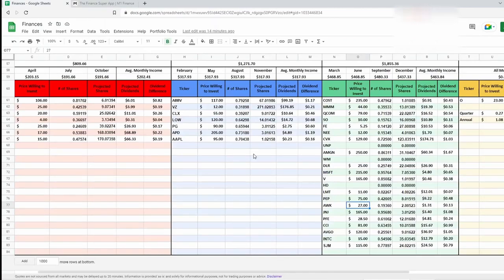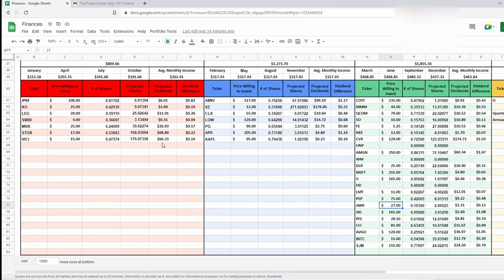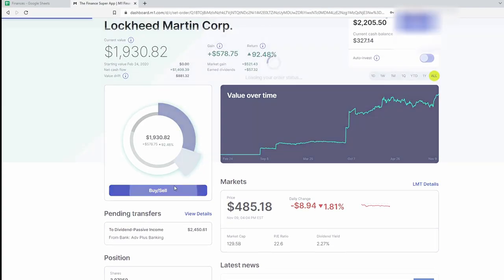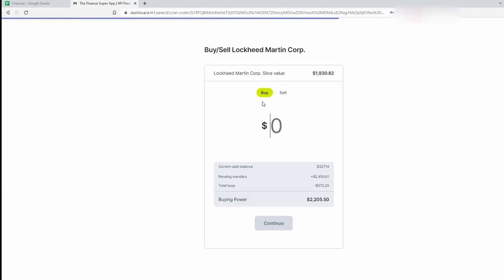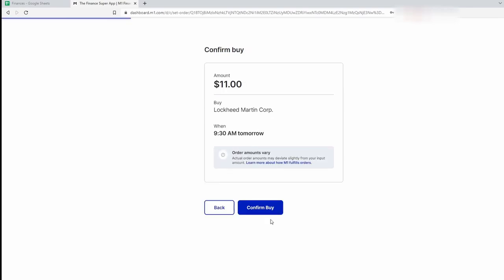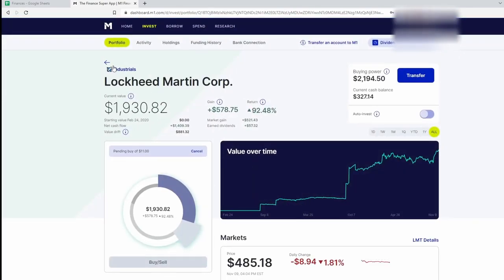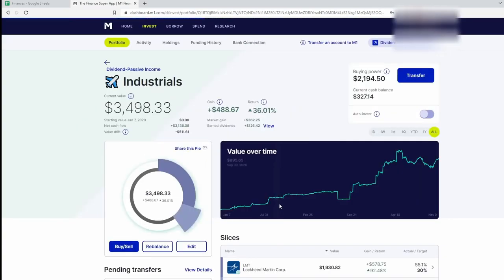So this shouldn't really be a lot then. Let's see. LMT. What in the world is LMT? I do not know where LMT is. Oh boy. Right there. Okay, $11. Okay, cool. There we go. LMT. It is $11 for the next whole share. Let's do $11. There we go. Very, very nice.